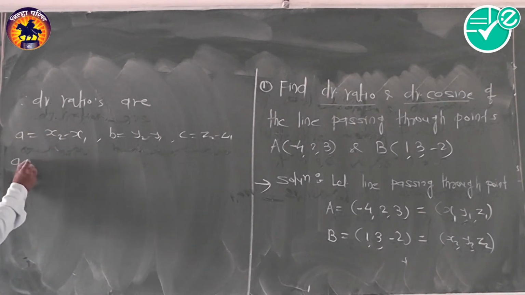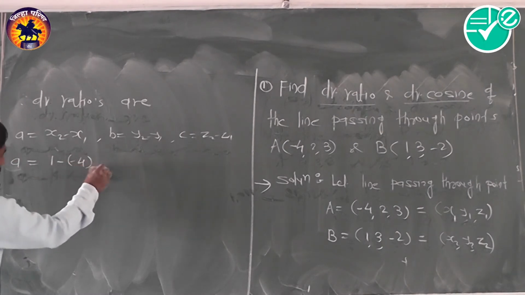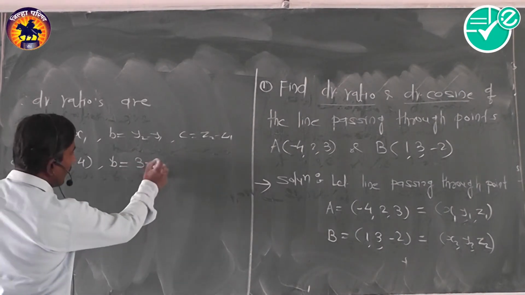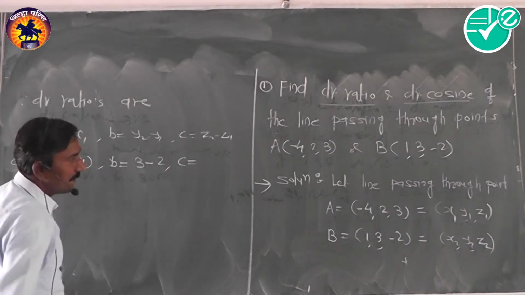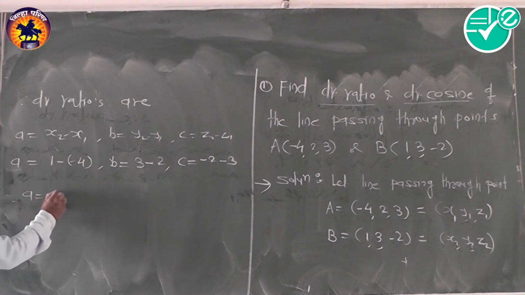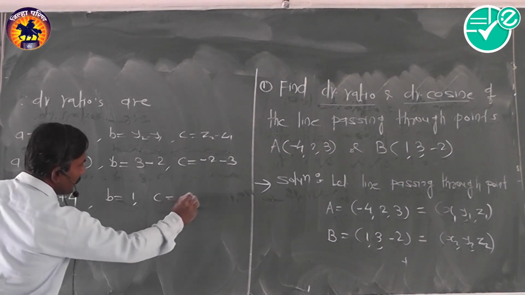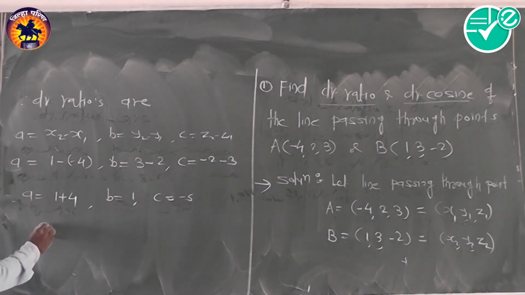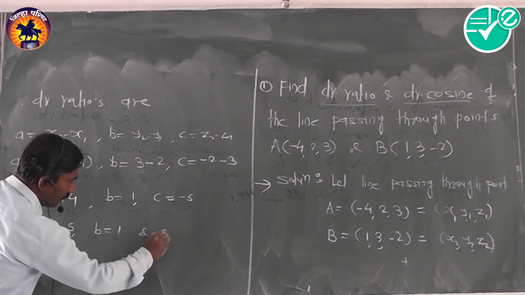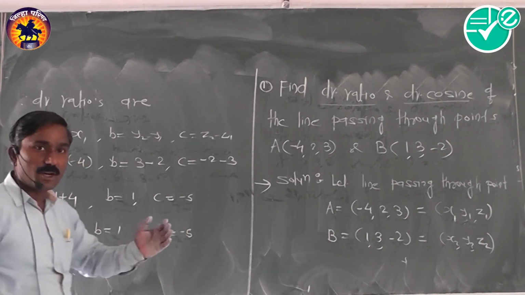So a is equal to, what is x2? That is 1 minus 4, b is y2, 3 minus 2, c is minus 2 minus 3. So a is equal to 1 plus 4, that is 5, b is equal to 1, and c is equal to minus 5. Therefore a is equal to 5, b is equal to 1 and c is equal to minus 5. Those are the direction ratios of the line.